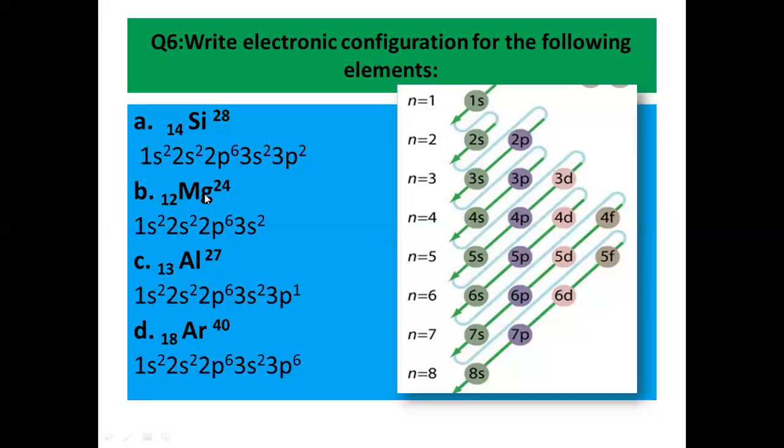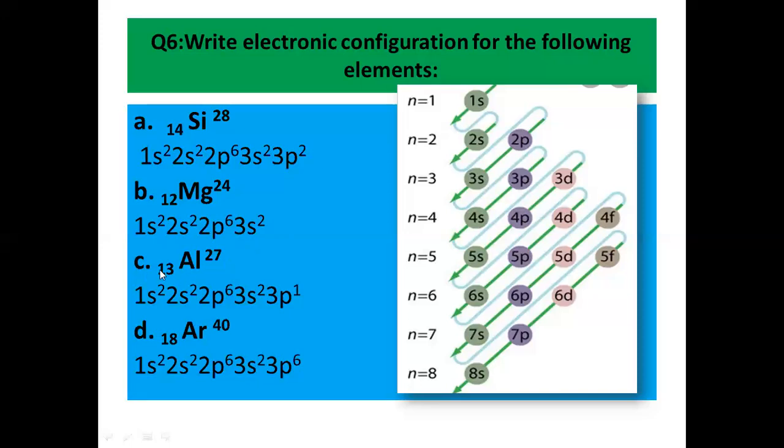Second one is magnesium, atomic number 12. So same thing, 1s2, 2s2, 2p6. Till 2p6 there are 10 electrons. So how many are left? 2 electrons. Those 2 electrons will go to the next subshell, which is 3s. As there are 2 electrons, so 3s2 in the last shell.